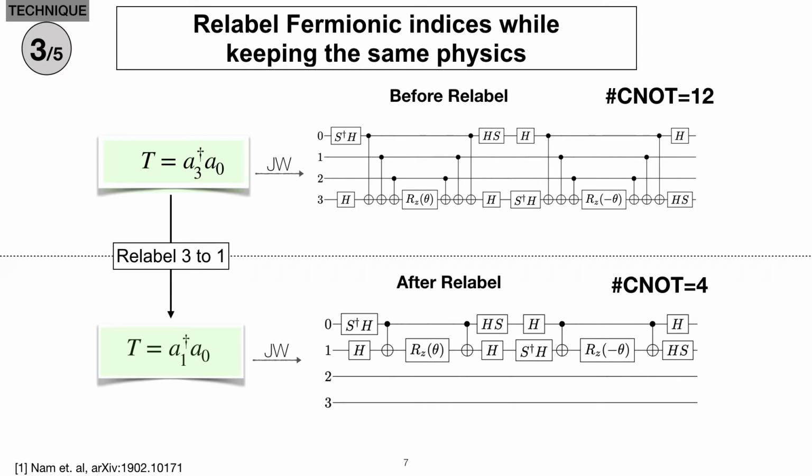The reason why we do this is that as long as we keep the anti-commutation relation, the fermions do not care which labels we give them. In this particular example, the UCC ansatz of a3 dagger a0 after the Jordan-Wigner transformation will result in 12 CNOT gates. If we relabel 3 as 1, the required number of CNOT gates reduces from 12 to 4.